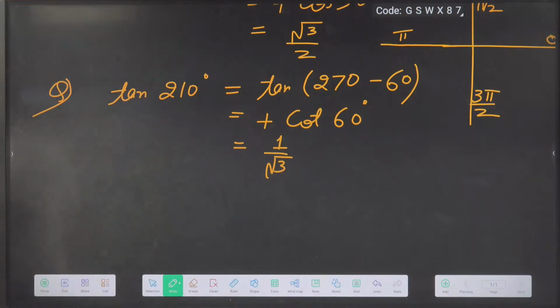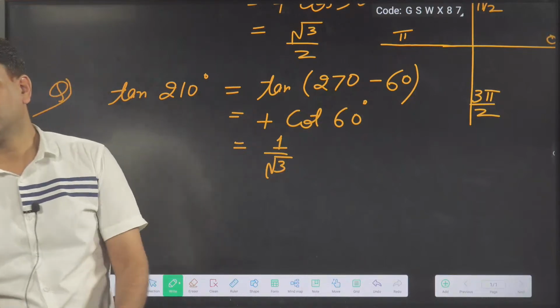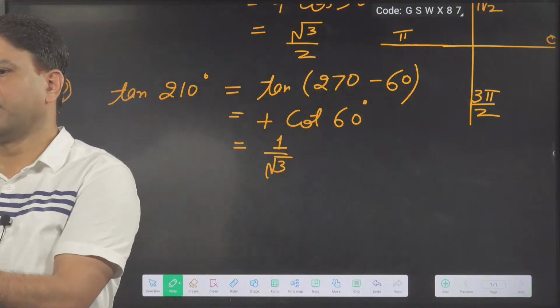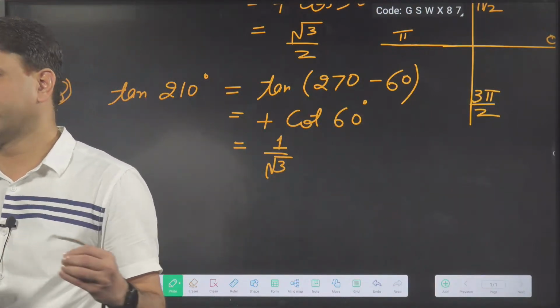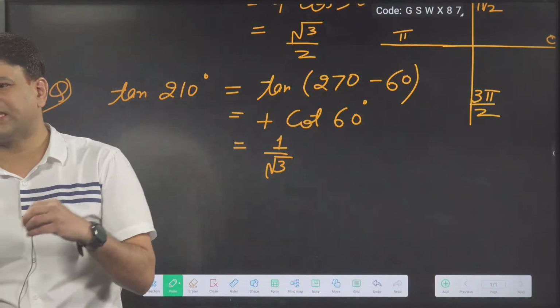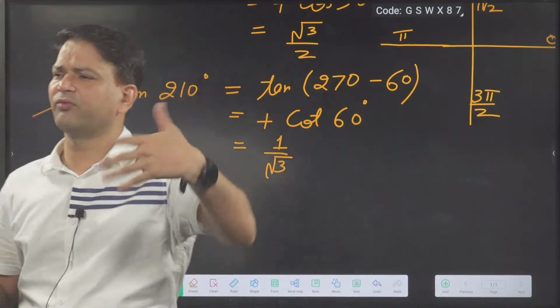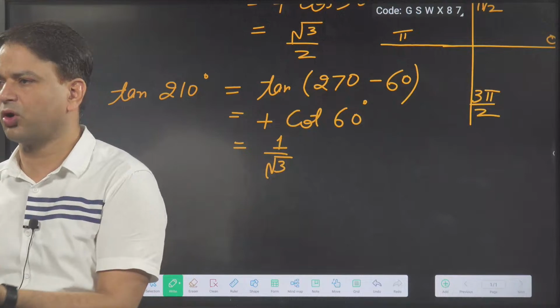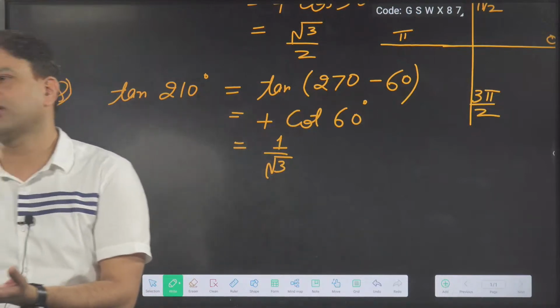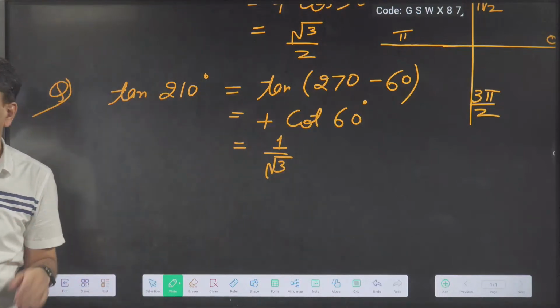Everybody got it? So we can split using multiples of 90, either 90 plus, 90 minus, 270 plus, or 270 minus. But when you are splitting, you have to think about the two things: from 90 plus, 90 minus, 180 minus, 180 plus, only the quadrant you have to decide. According to the quadrant, you put the plus or minus sign.